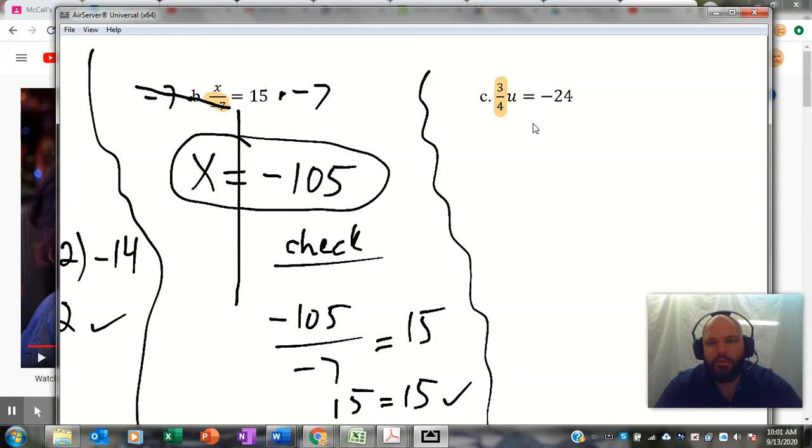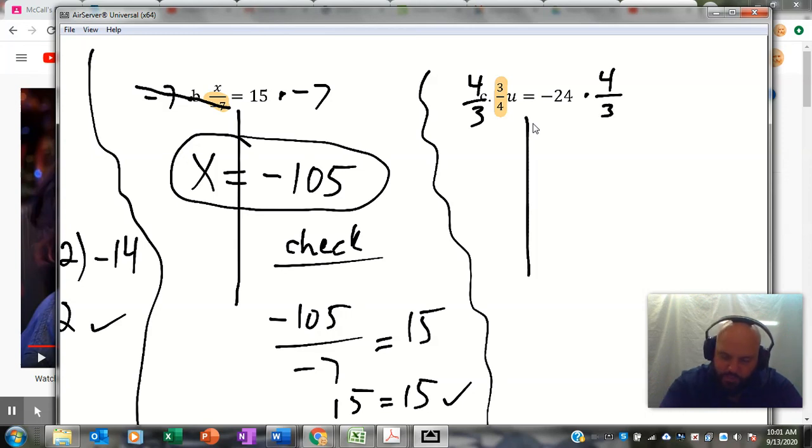We multiply by their reciprocals. If you remember from the other day, keep, change, flip. So what we're actually going to do in here is we're going to multiply both sides by the reciprocal of the fraction that is multiplying the variable. So as you can see now, I put a 4/3 on both sides of the equation. So the 4 here and the 4 here cancel, the 3 here and the 3 here cancel, and we're just left with u. Now on the right-hand side, we have -24 times 4/3.